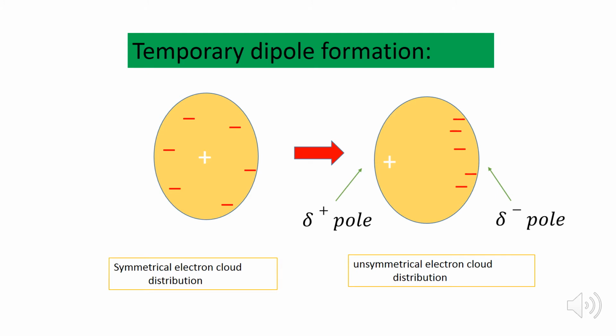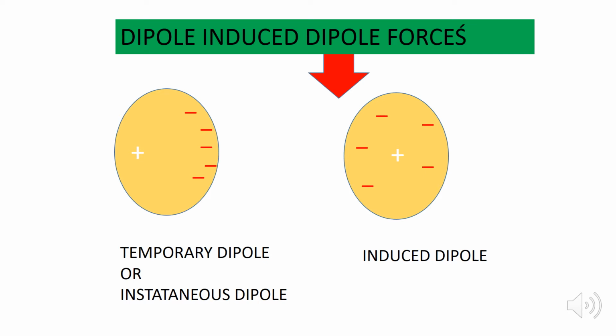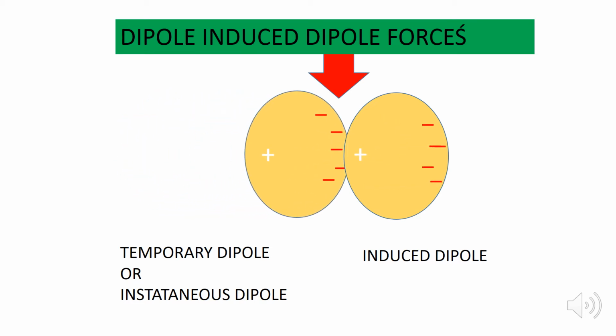And as a result, two poles are created here. As you can see in our diagram, there is a partial positive pole and a partial negative pole. And as a result, the temporary dipole formation takes place. So friends, as you can see here in the diagram, when a temporary dipole comes close to a symmetrical atom, its electron cloud repels the electron cloud of the symmetrical atom, and as a result, a dipole is induced in it. This dipole is called induced dipole.